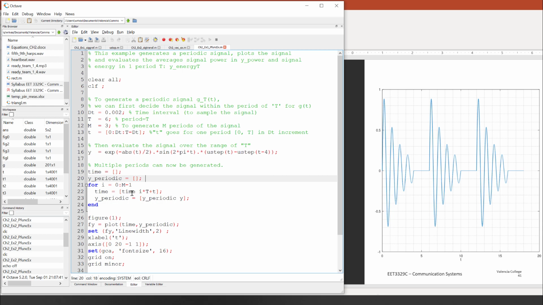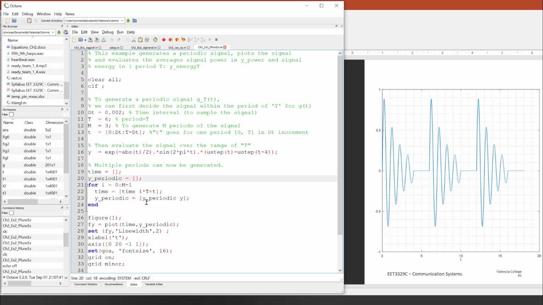So when you go through the loop the first time, you need to have time. And then you're going to add i times the period plus t. That's that vector, right? We're going to add that times i, which for i equals 0, you're just adding the vector itself. Next time around, the vector that was there plus capital T, and so on and so forth till you go through the whole for loop.